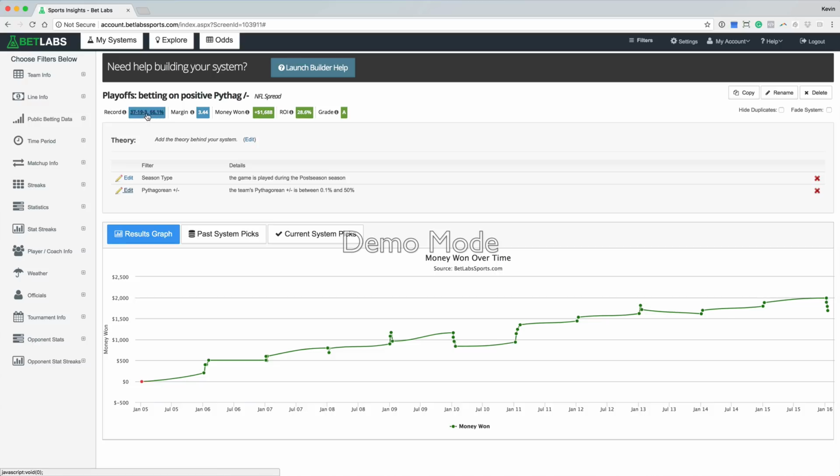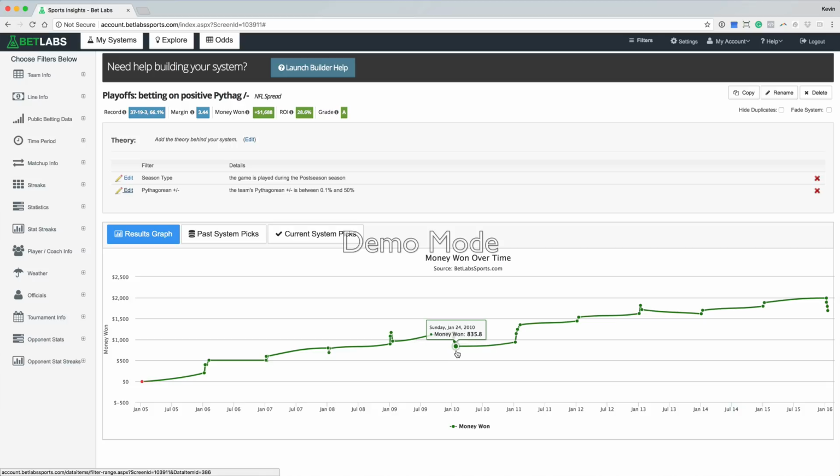So 37, 19, 3 against the spread, 66.1%, big ROI of 28.6. Again, it's not a huge sample size, but it's enough to make me want to follow this system. It's getting a grade of A, a lot of money won over these bets. I mostly look at the ROI here though, 28.6. Really good. And if you look at the graph, it's been pretty consistent over the years.